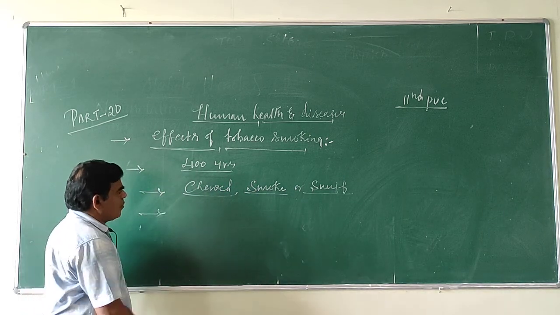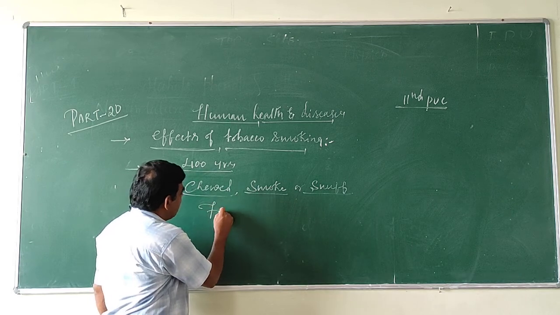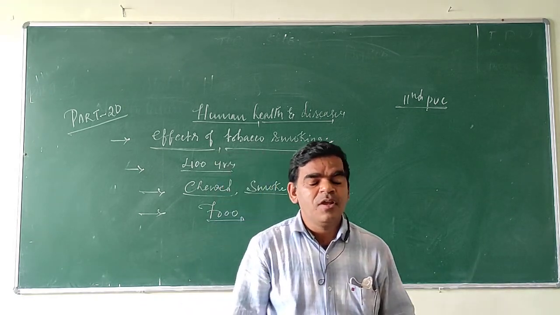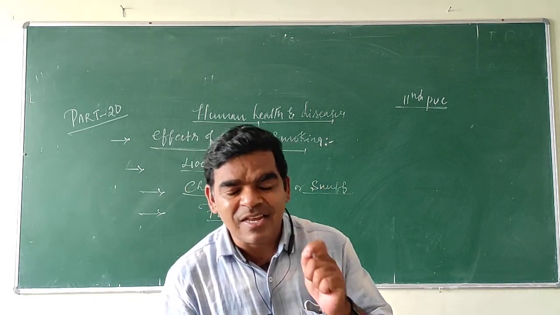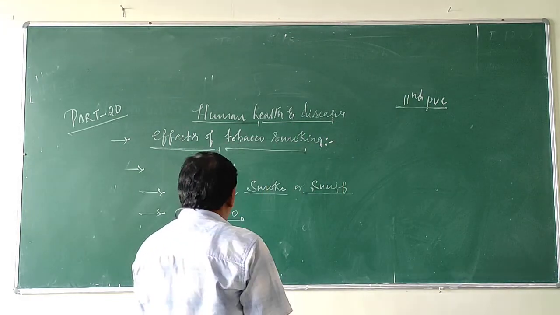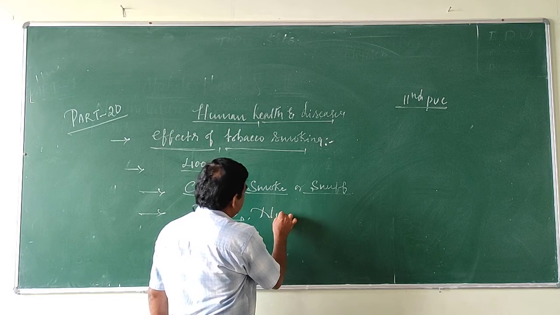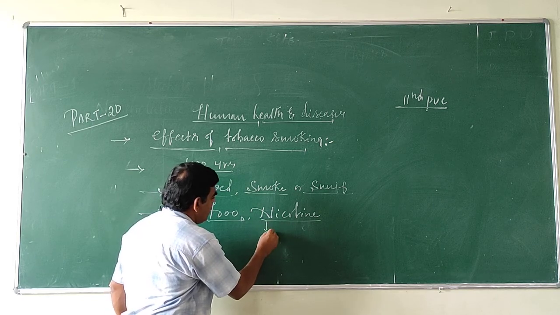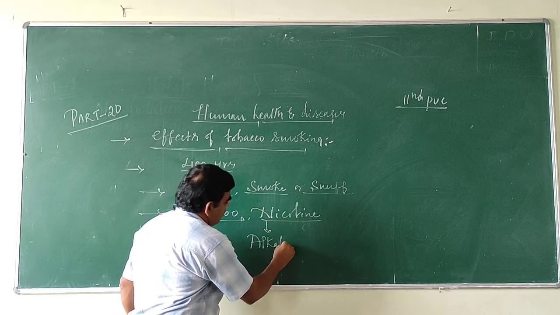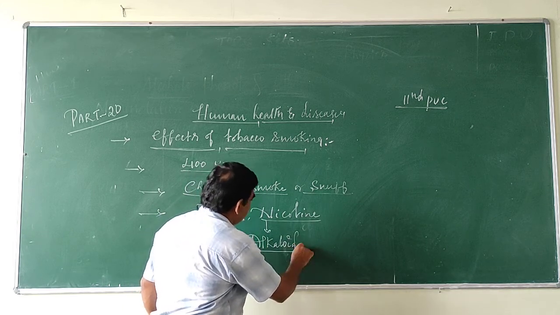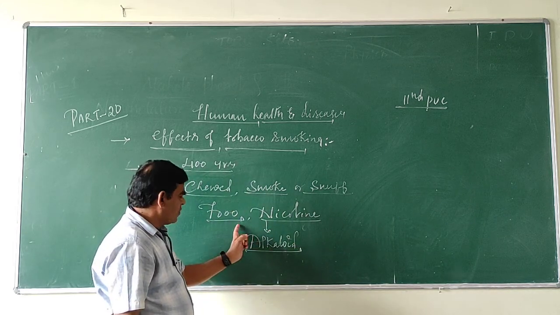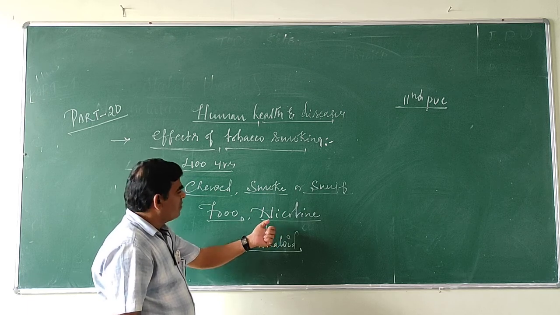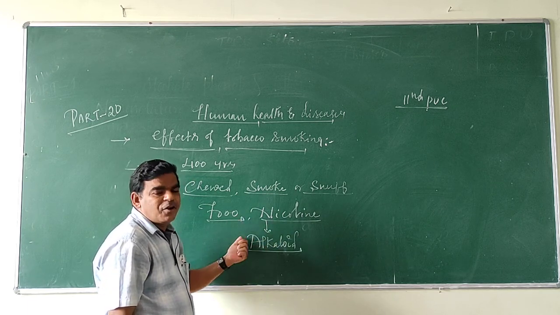Next, tobacco contains approximately 7,000 chemicals. Imagine, nearly 7,000 chemicals. Among these, the very important one is nicotine. Nicotine is an alkaloid present in the tobacco. 7,000 chemicals are present in the tobacco, and nicotine is the most important chemical.